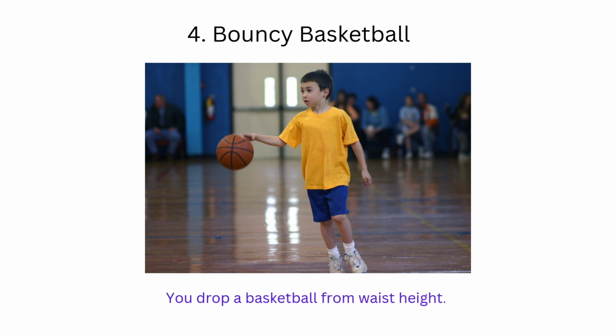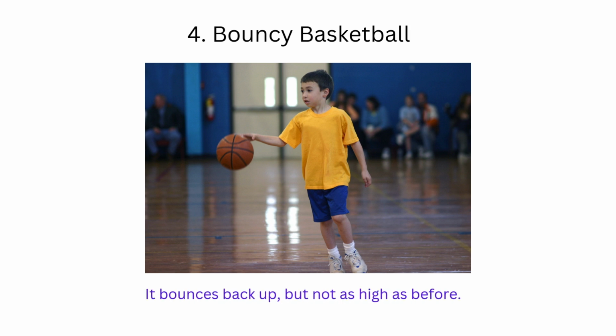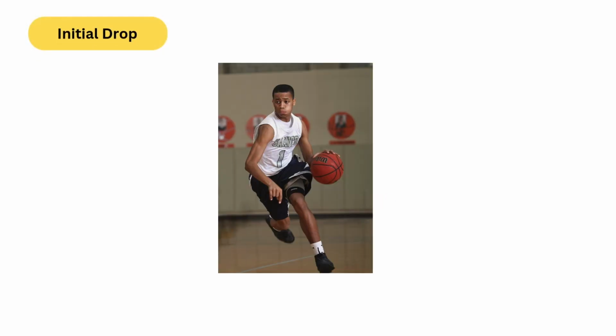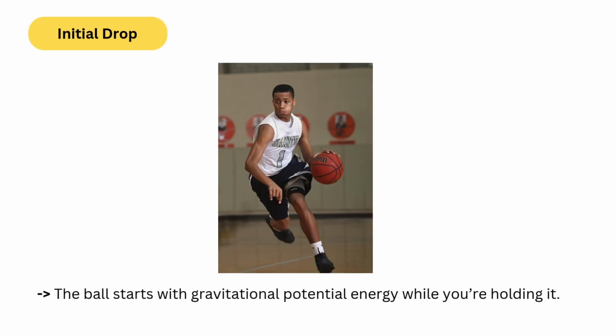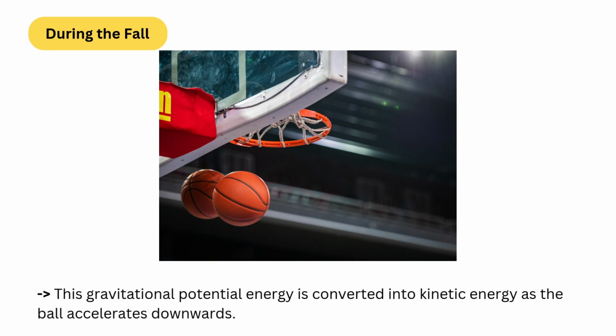You drop a basketball from waist height, and it bounces back up but not as high. Initial drop. The ball starts with gravitational potential energy while you're holding it. During the fall, this gravitational potential energy is converted into kinetic energy as the ball accelerates downwards.